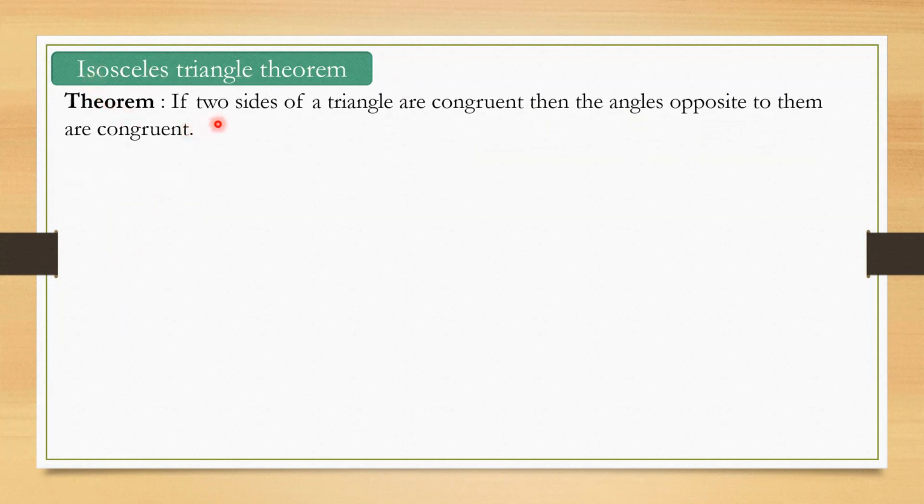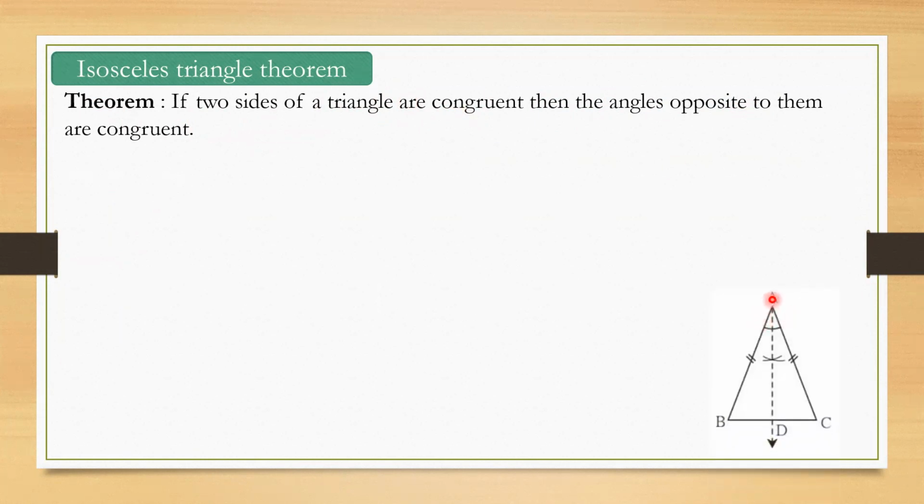So the statement of the theorem is, if two sides of a triangle are congruent, which we already know, as soon as we hear isosceles we know that two sides are going to be congruent, then what you have to prove is that the angles opposite to them are congruent. So the angles opposite to both the congruent sides, those two angles are also congruent, that we have to prove. So let us see the diagram.